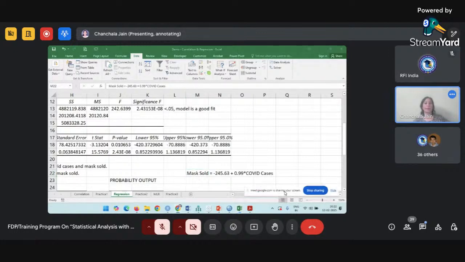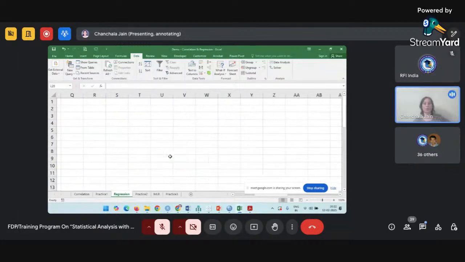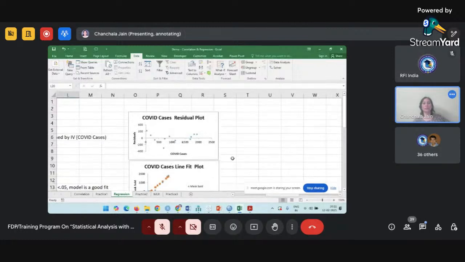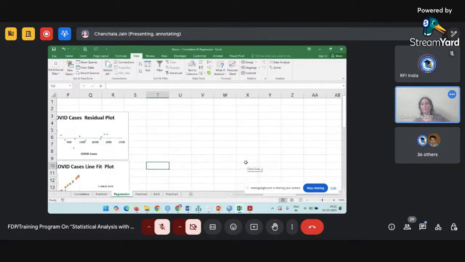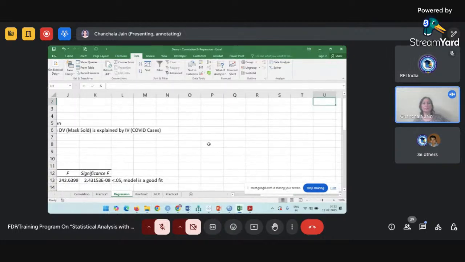Yes, ma'am. Fine. Next sheet you can find. Okay, just a minute. I need to find where the graphs are. Yes. Now you can see the graphs. There is my third graph. Fine. You can find here.